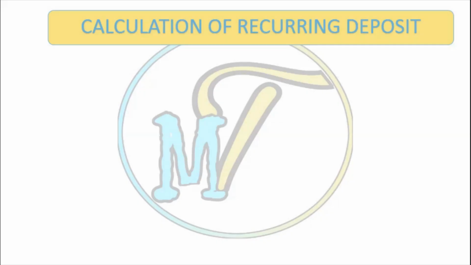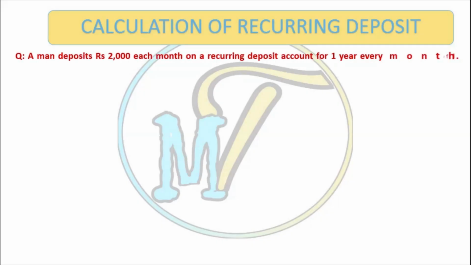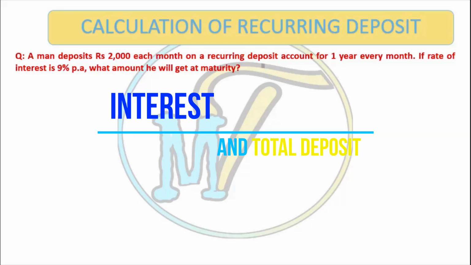The question asks, a man deposits 2000 rupees each month on a recurring deposit account for 1 year. If the rate of interest is 9% per annum, what amount will he get at maturity? To solve this, we need to find two things, the total interest he earns, and the total amount he deposited.